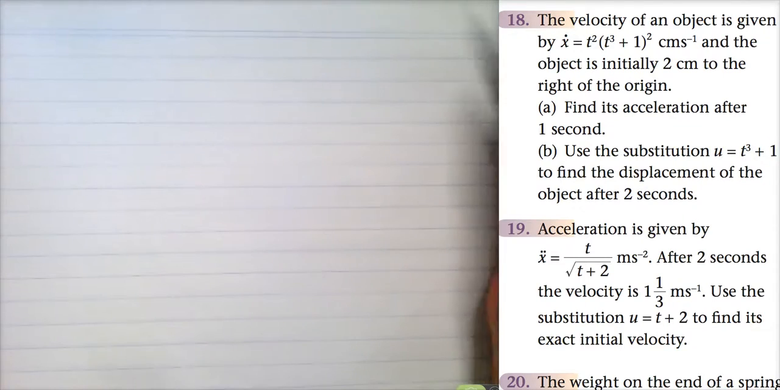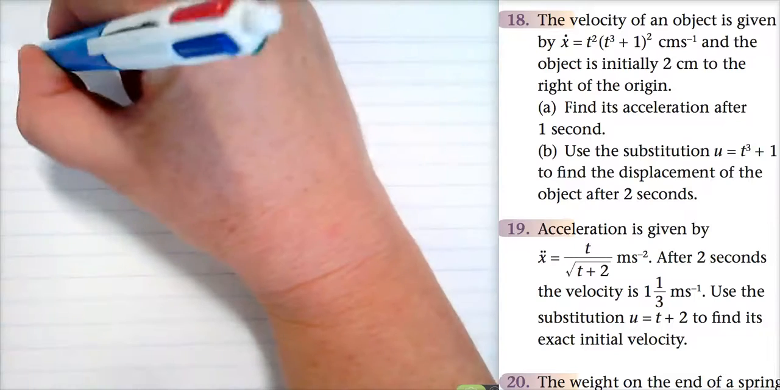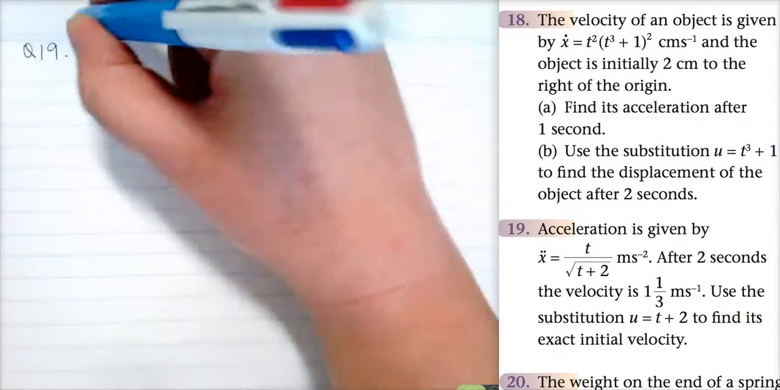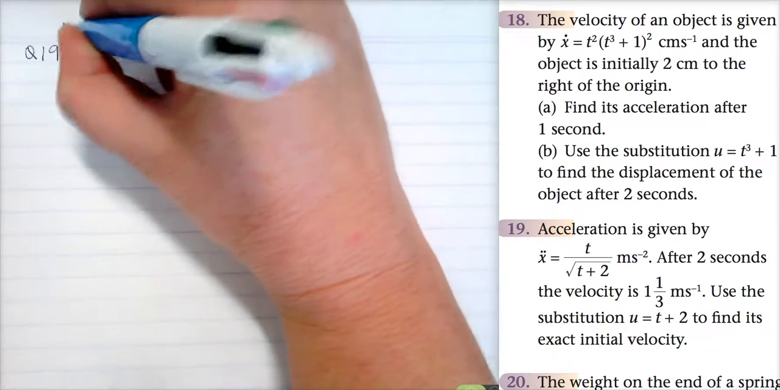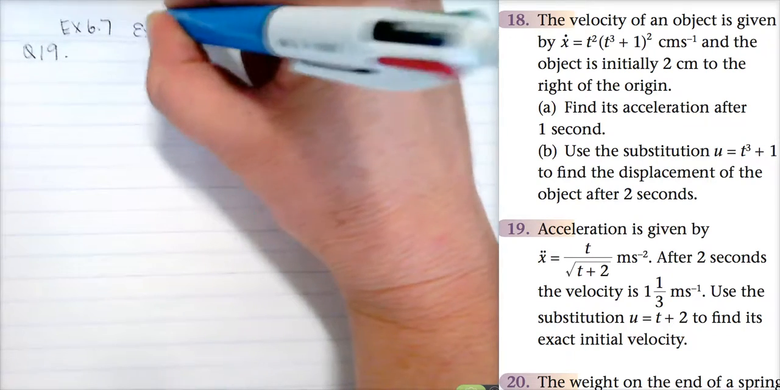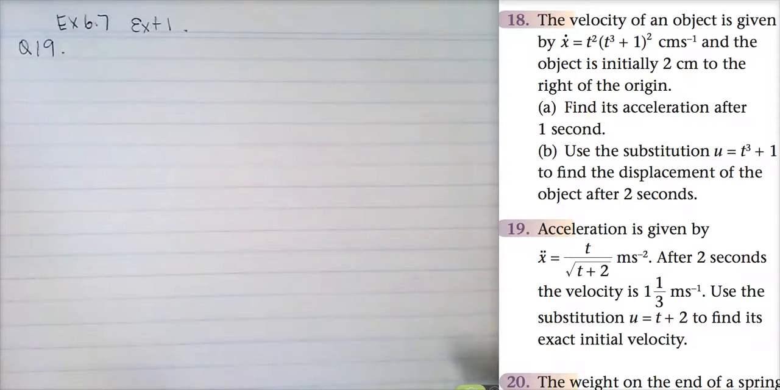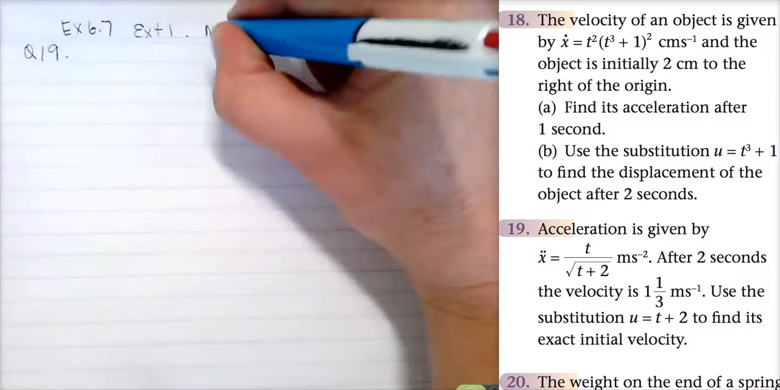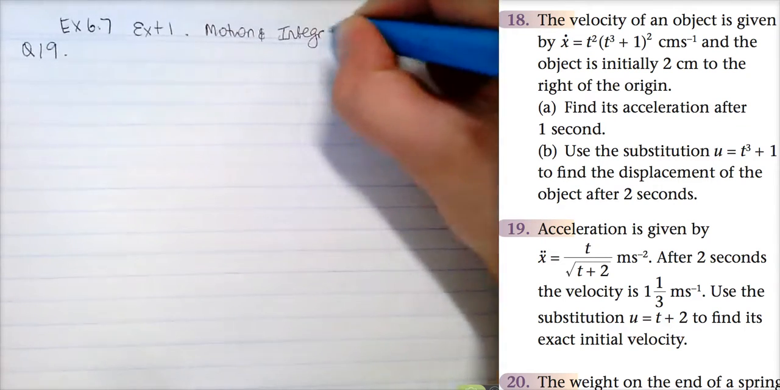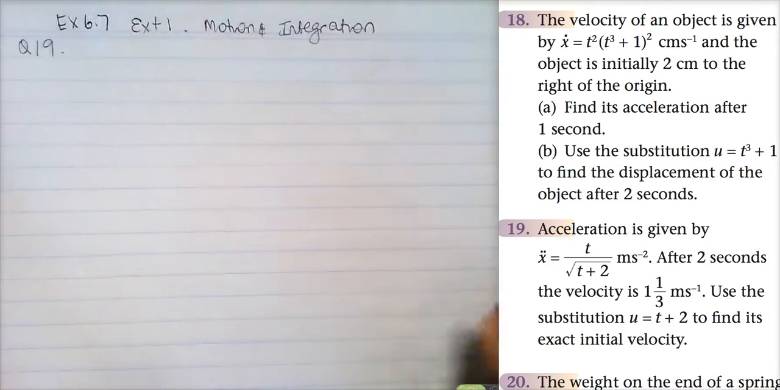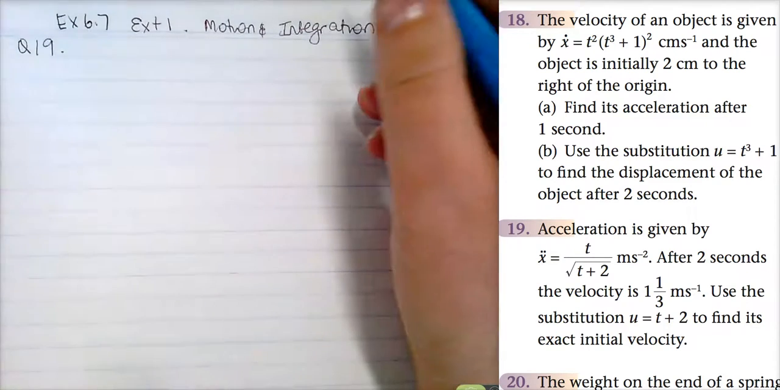All right. Which one? I think we'll do question 19 because I know how much you don't like it. This is still exercise 6.7, but these are the extension 1 questions at the end because the integration involves integration by substitution. It's still motion and integration, but it's extension 1 because of the types of integration that you need to do. It's good that we do these because it's good revision of integration by substitution. So let's try question 19.